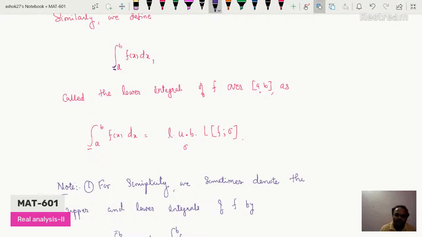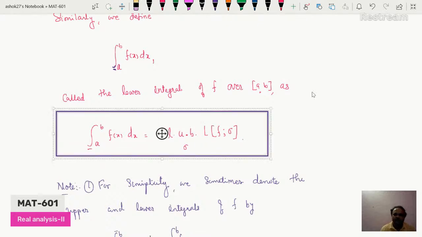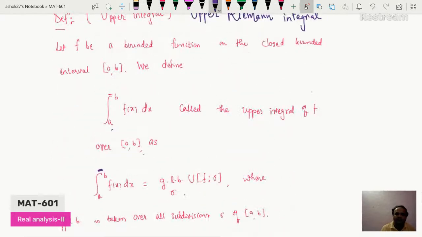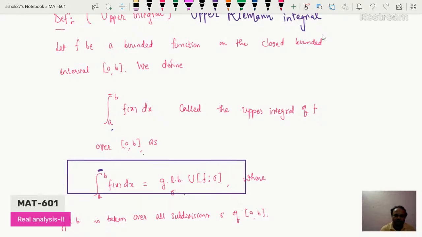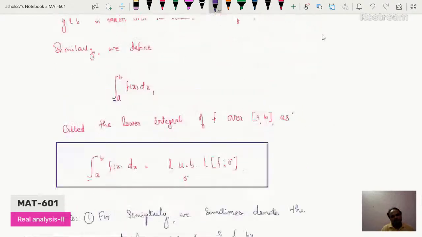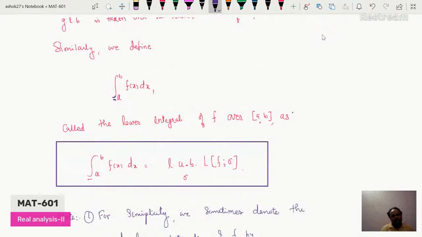So I'm just making a box for this. This is the definition of the lower integral, and this is the definition of the upper Riemann integral. So again, I will make a box. What is the upper Riemann integral? It is nothing but the greatest lower bound of all upper sums, that is, the smallest upper sum. And what is the lower integral? It is the biggest lower sum.